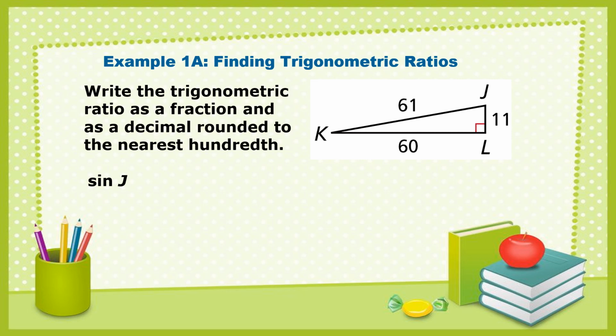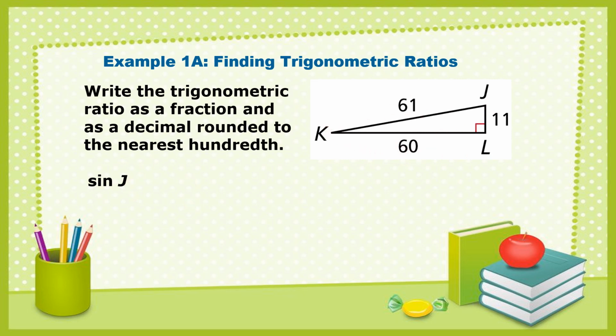So, example 1. Finding the trigonometric ratios. Write the trigonometric ratio as a fraction and as a decimal rounded to the nearest hundredth. Based on this given illustration, we have here our right triangle JLK with a right angle at L. Given segment JL is 11, segment LK is 60, and segment JK is 61.